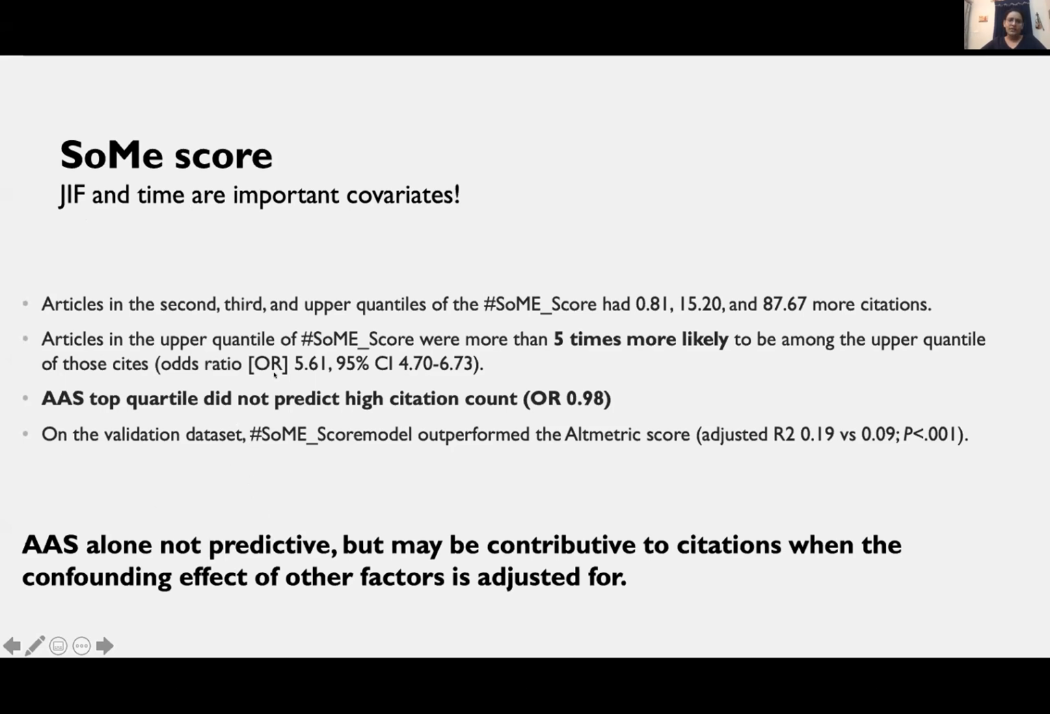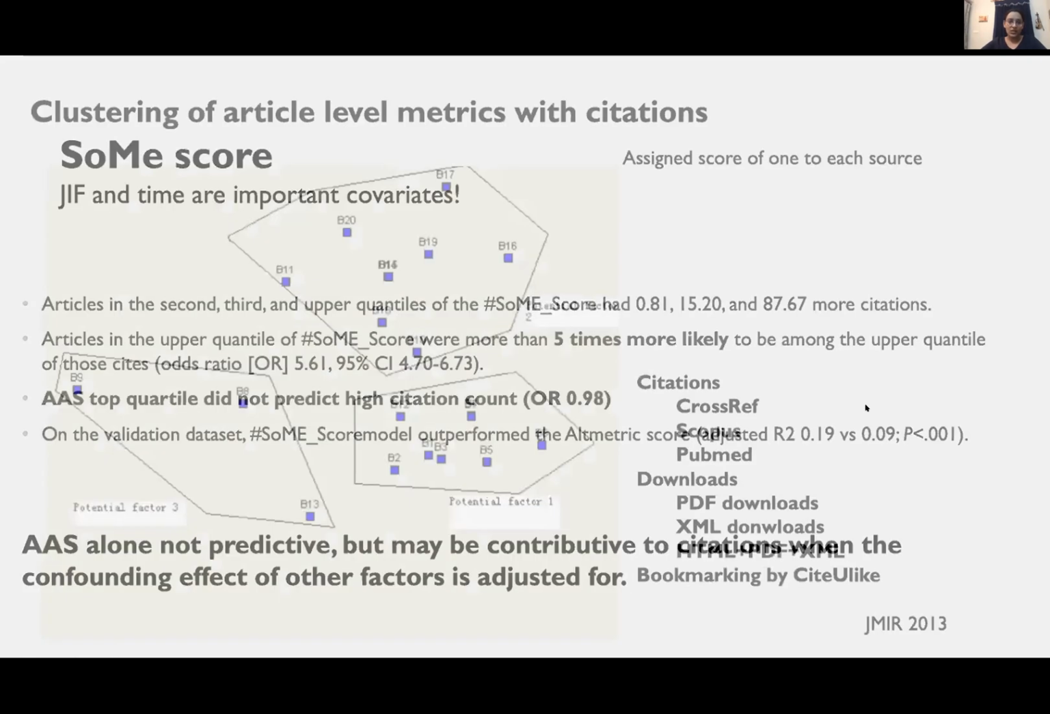And they also conducted validation of the score on another data set and found similar results. And they said that probably the Altmetric attention score alone is not predictive, but maybe contributive to citations when the confounding effect of other factors is adjusted for.